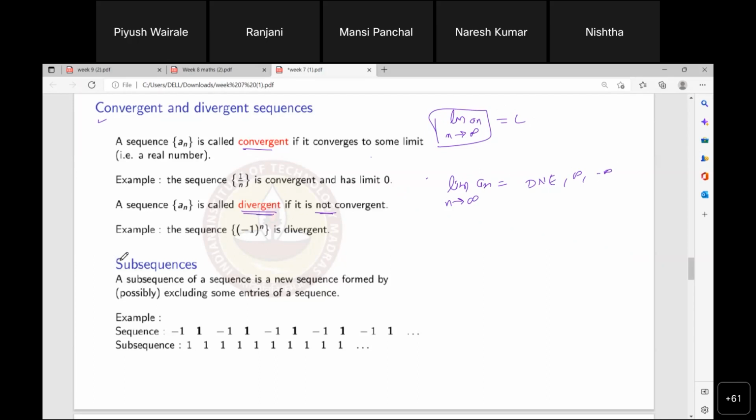Yeah. So now what is a subsequence here? The subsequence of a sequence is a new sequence formed by excluding some entries of the sequence, but in a particular order. Okay. So particular order. So here I have just removed -1 from the given sequence, and I have formed the subsequence. That is a subsequence of a sequence. It is simple, just through the definition you can get it, right? Any doubt in this part? What is a subsequence?